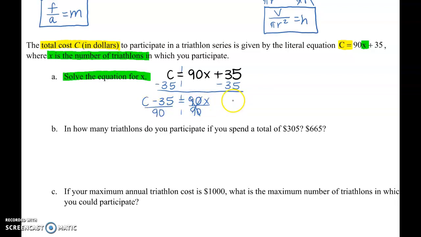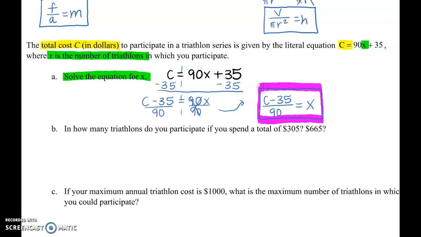So my final answer is C minus 35 over 90 equals x, where x represents the number of triathlons. So there's my equation with x by itself. Now it's asking, in how many triathlons do you participate if you spend a total of $305?